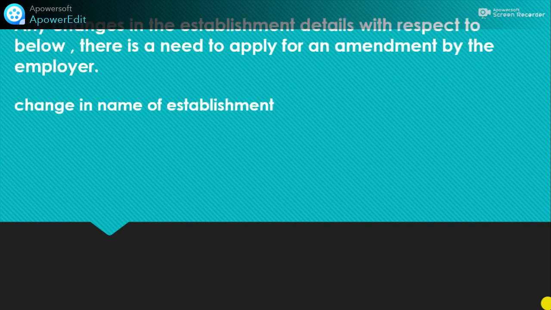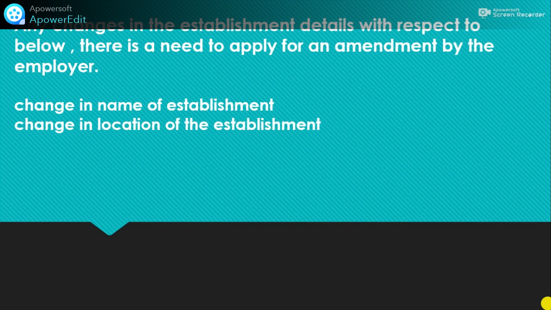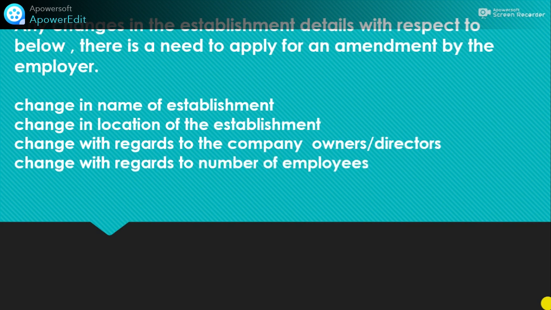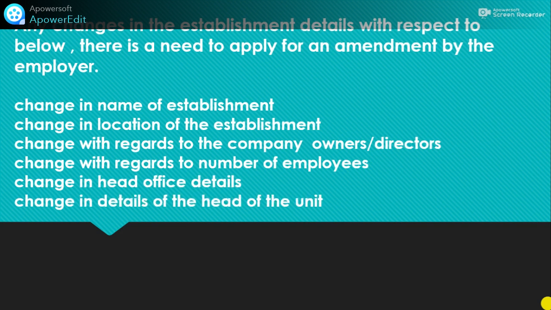Change in name of establishment. If there is change in the location of the establishment, change with regards to the company owners or directors details. If there is change to the number of employees, if they have increased, then there is a need to make the amendment. Change in head office details, change in details of the head of the unit.